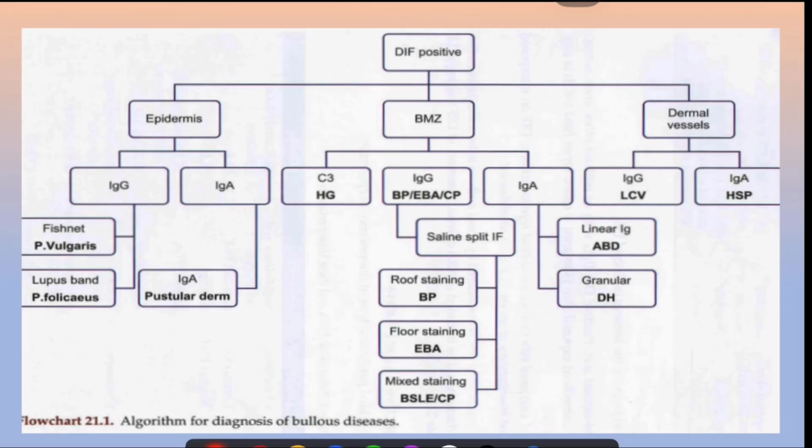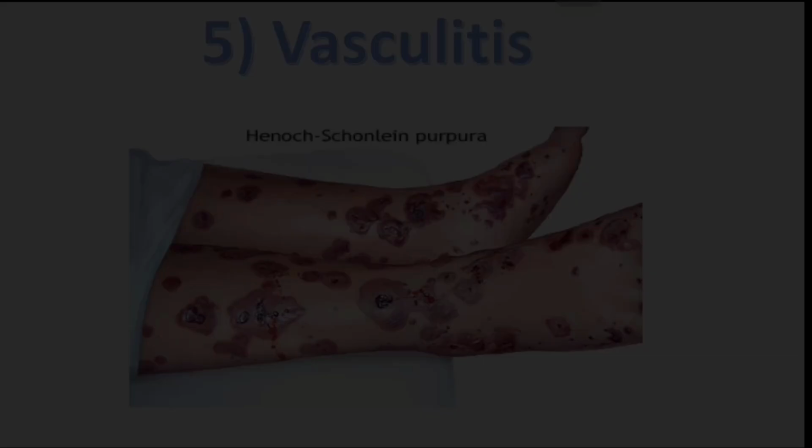Now, this important topic is immunofluorescence. We will cover it in another video, but you have to remember whether it is the epidermis, the junction, or the dermal vessels where you find IgG, IgA, and what the pattern is, fishnet pattern or lupus band pattern, or whether it is C3, IgG or IgA in the junction, and whether you can identify IgG or IgA at the dermal vessels. According to this, you can identify some bullous lesions.